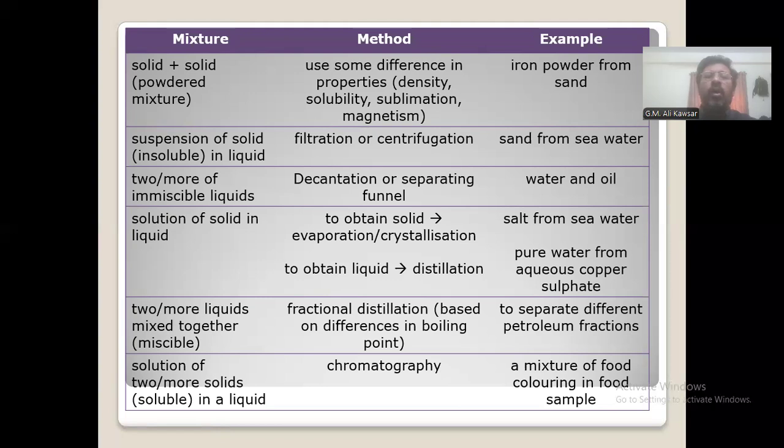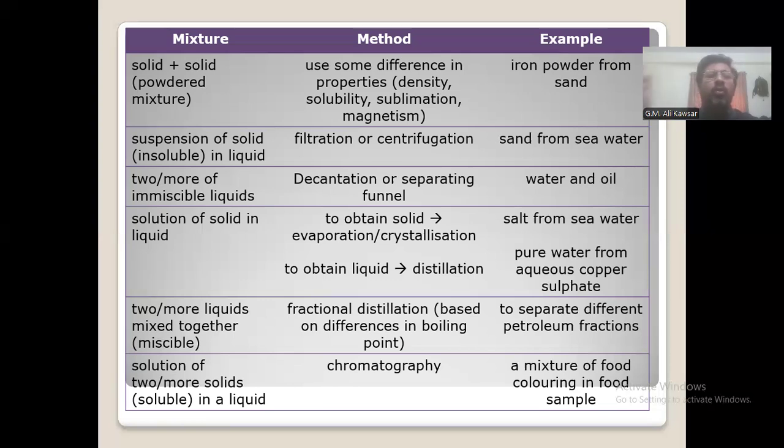Similarly, we can use a different method based on density. Also sublimation: if any sublimable substance is available in a mixture, then we can heat it to get the sublimate first, because only the sublimate will be evaporated, and the rest of the things will be converted into liquid first, from solid to liquid and liquid to gas. But the sublimate will be directly converted from solid to gas. So using the differences of the components of the mixture, we can choose the technique.